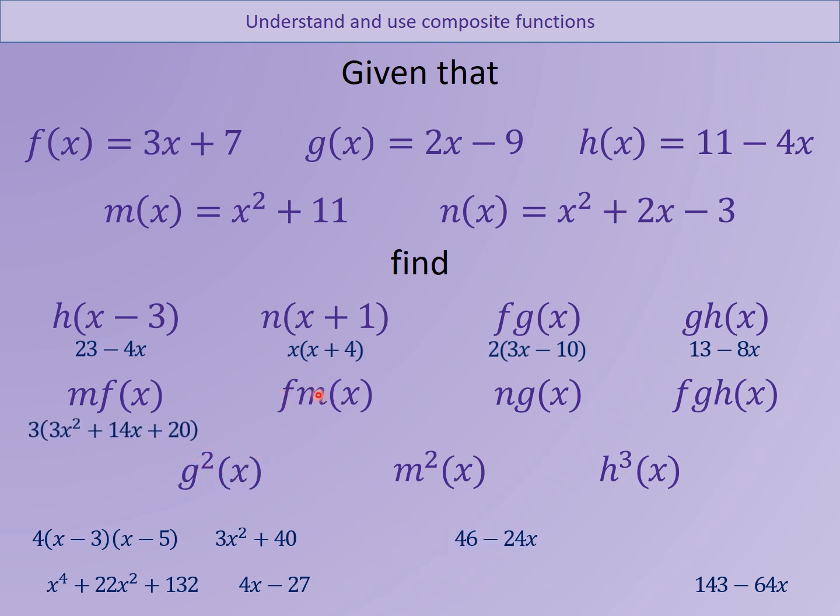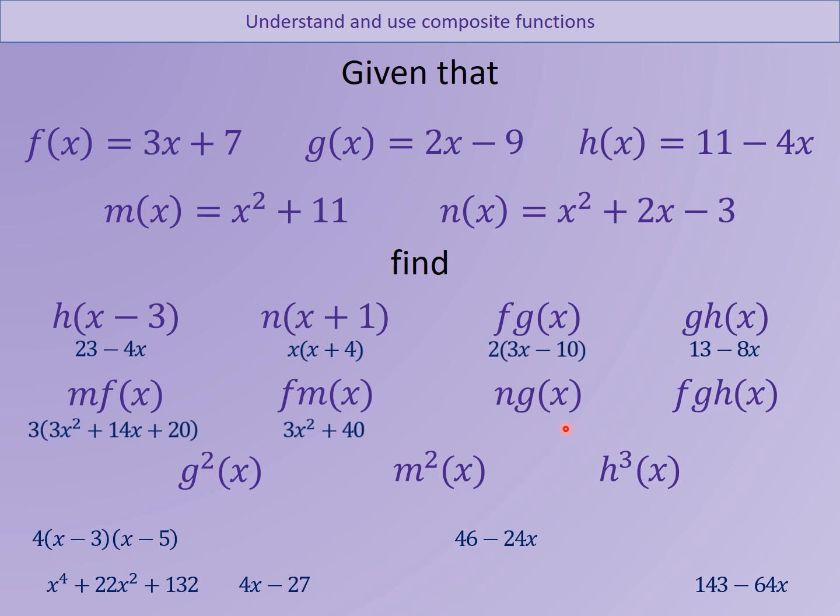What about if I swap those around? So that's taking the m function, x squared plus 11, and substituting it in here. So it goes in where x is. 3 lots of x squared plus 11 plus 7. What does that get you then? Well, it's going to be 3x squared plus 33 plus 7, which is just 3x squared plus 40.